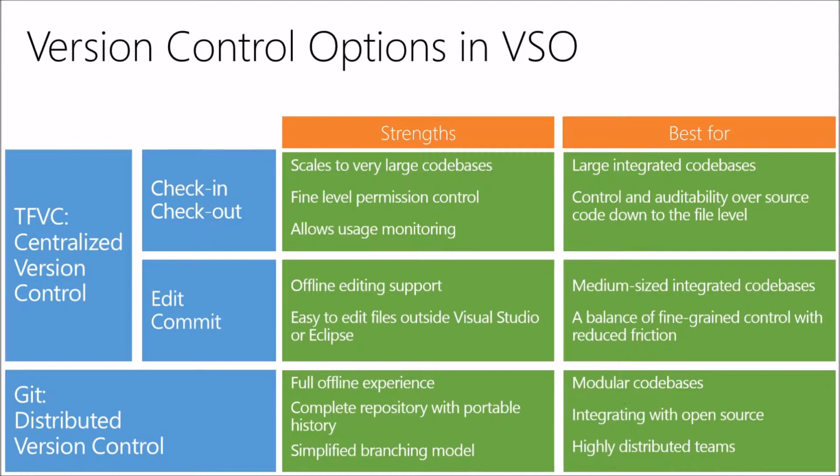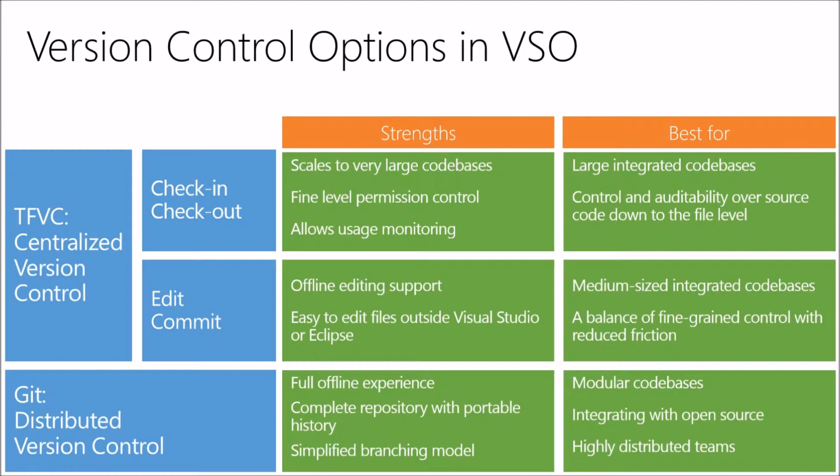Git is a DVCS, or distributed version control system. It provides you with full offline experience because Git gives you a full copy of the repository on your local machine. It's great for a highly distributed team, but offers slightly less control than TFVC. So part of creating your project is choosing the version control provider that you want. Keep in mind that you can mix the two providers in the same VSO account. This means that Project A can use TFVC and Project B can use Git if needed.